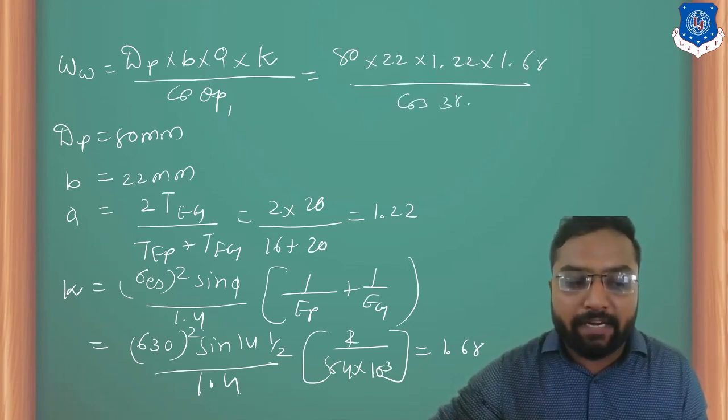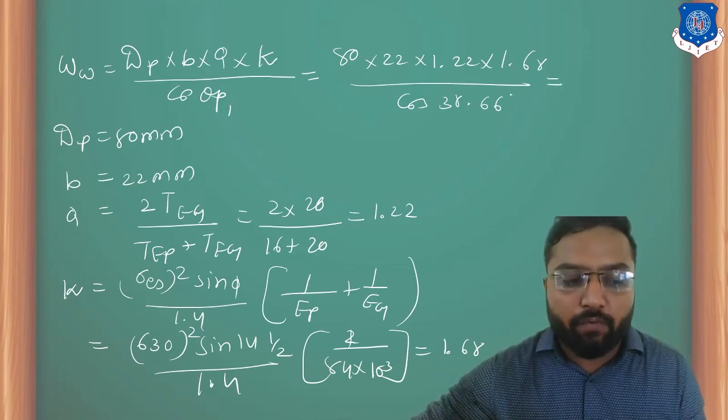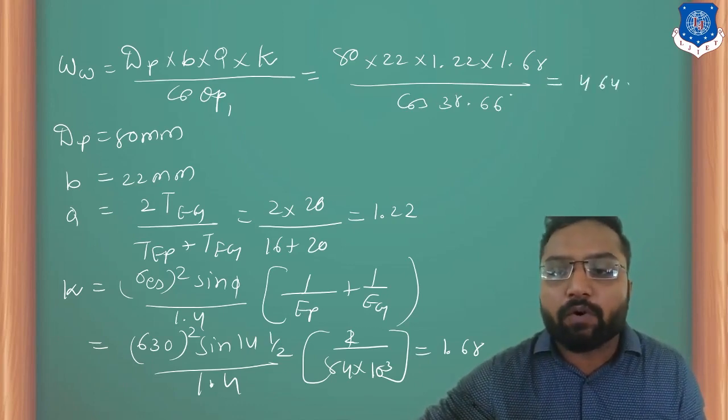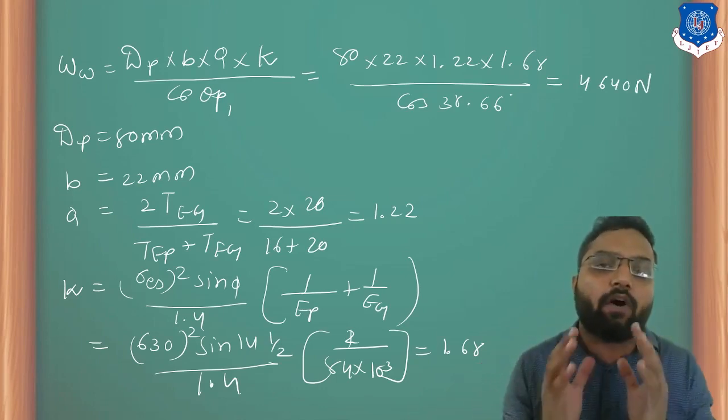cos 38.66, which we have found. So ultimately the value will be 4640 newtons. Now let's discuss this value of face width.